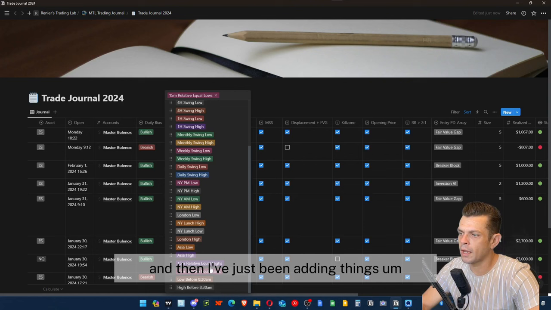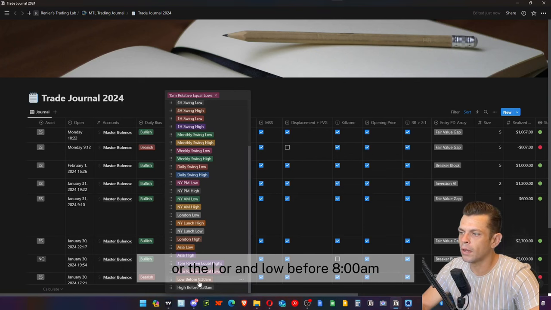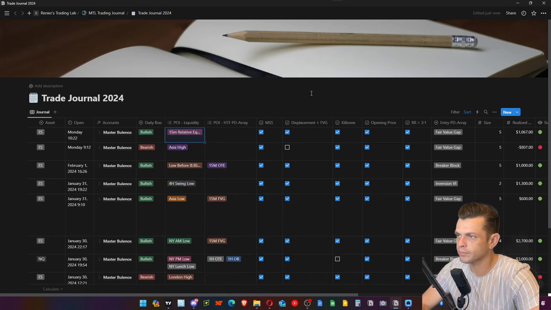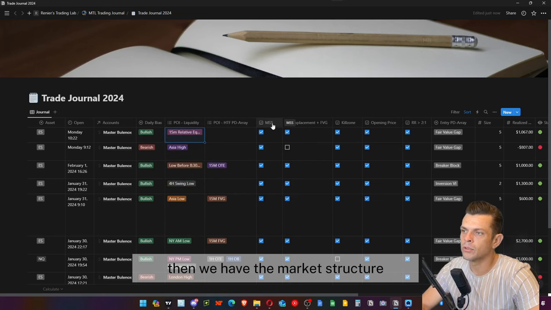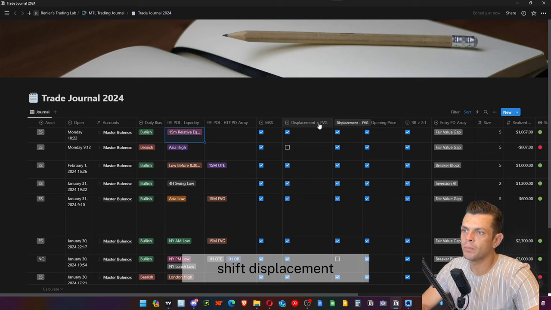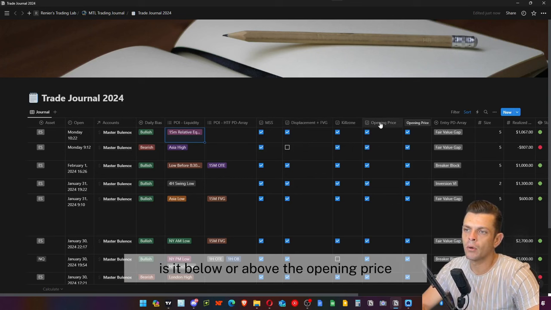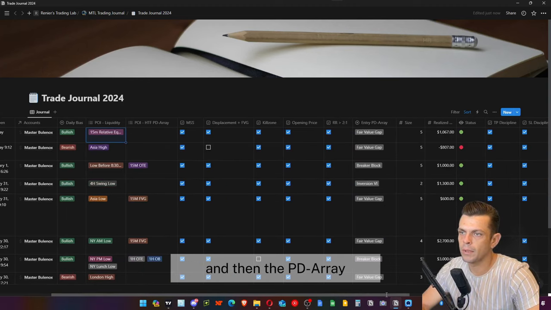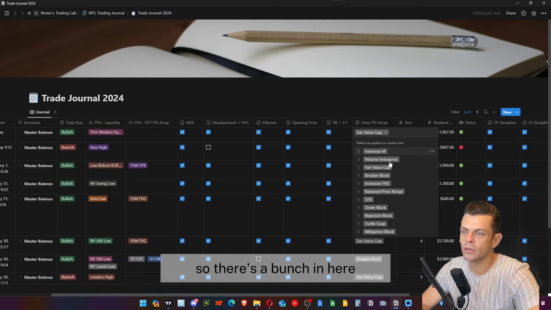And then I've just been adding things. So I have the 15 minute relative equal lows, or the high and low before 8:30 a.m. This is something from the ICT 2022 mentorship. Then we have the market structure shift, displacement plus fair value gap, kill zone. Is it below or above the opening price? It must be at least a 2-to-1 risk to reward ratio. And then the PD array that I used for entry. So there's a bunch in here you can add.